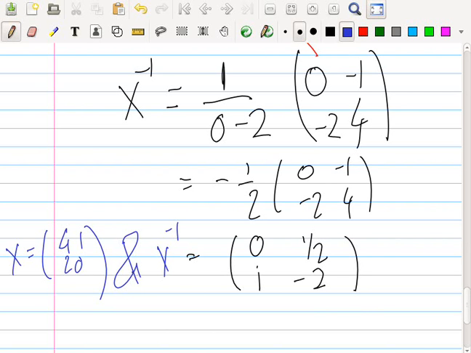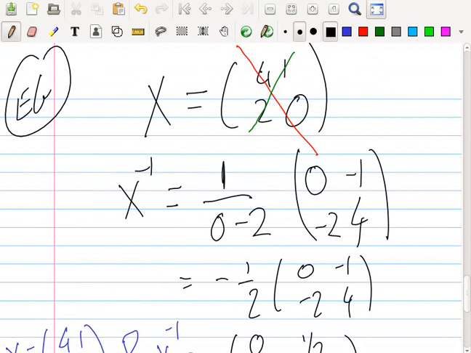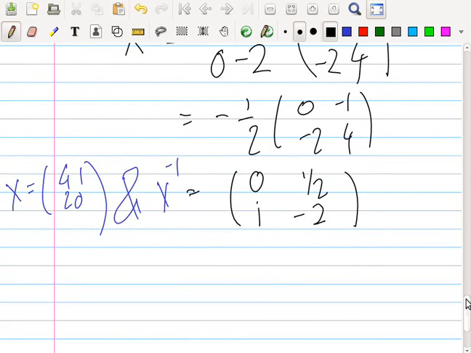Okay, yeah? The second one, you always subtract the, sorry, let me see. This line here? Here? Yeah, it's always subtract. It's always A times D minus B times C. Always, yeah. Okay.